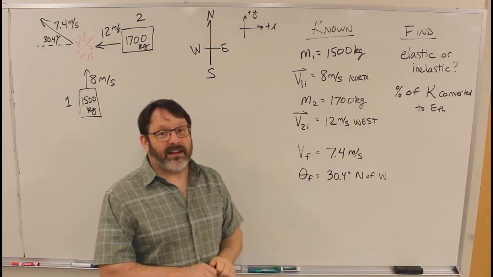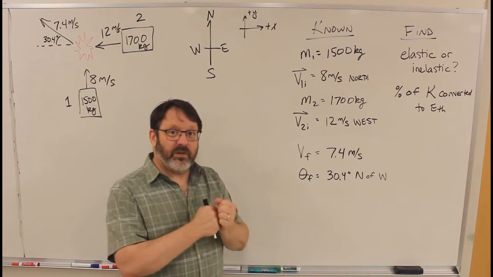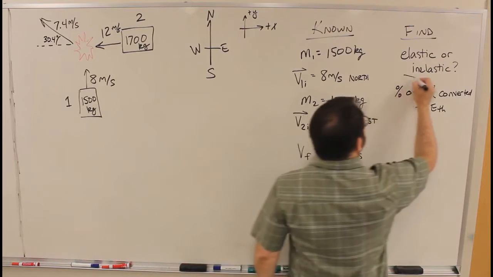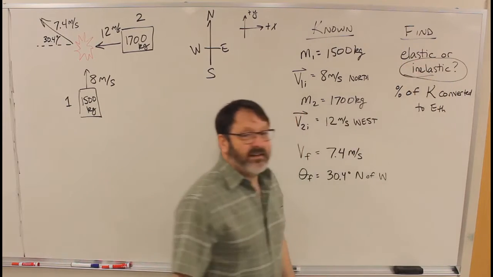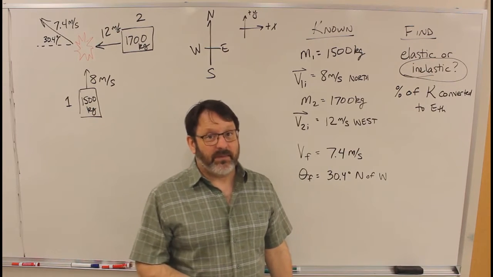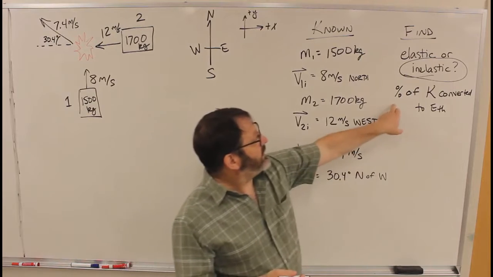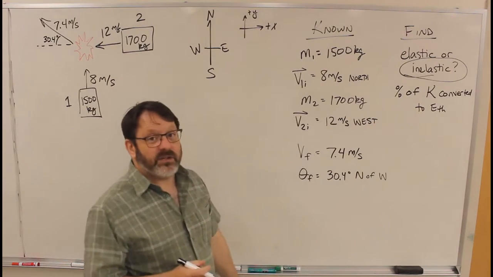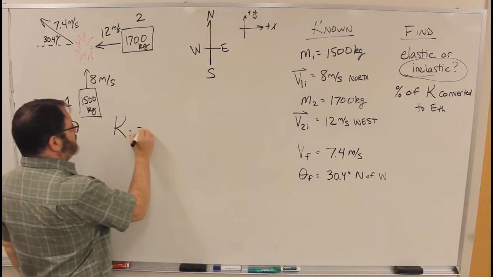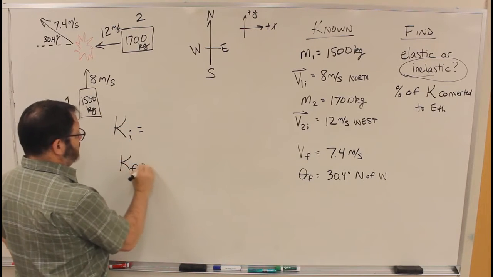That's really easy to answer on this problem, because if the two things stick together, it's inelastic. So we know immediately it's an inelastic collision. The kinetic energy should not be conserved. So now we're going to find out what percentage of kinetic energy was converted to thermal. So we need K initial and we need K final.